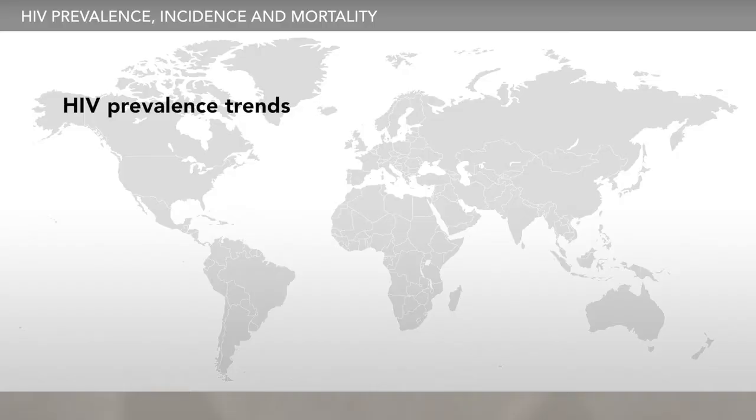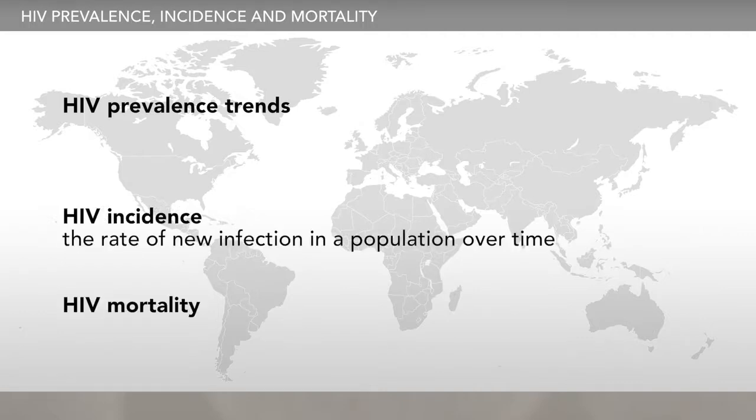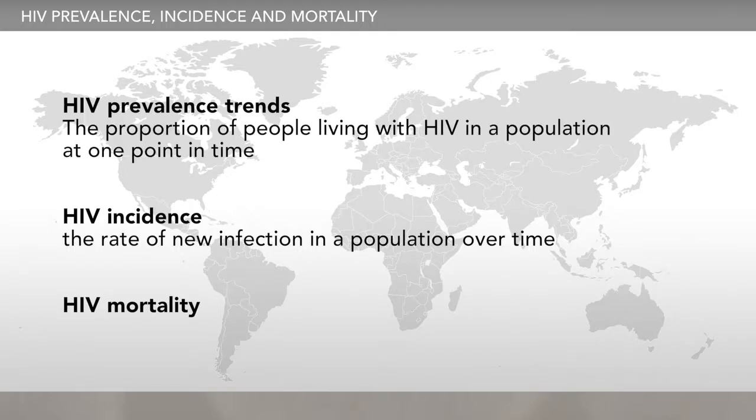Now, I would like to talk about the importance of understanding the relationship between HIV prevalence trends, incidence and mortality. HIV incidence is the rate of new infection in a population over time, while HIV prevalence measures the proportion of people living with HIV in a population at one point in time.